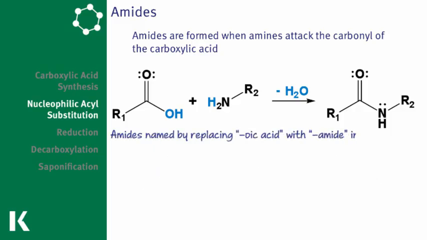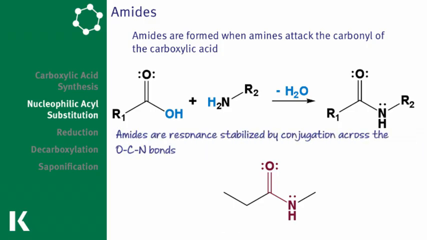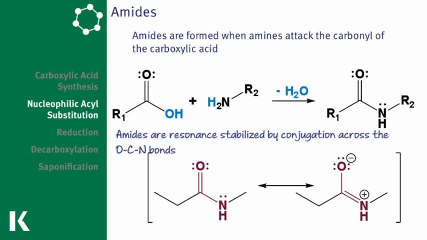In the end, the product is named by substituting the oic acid suffix for amide and adding a capital N to denote everything to the right of the nitrogen atom. Thus, for the 4-carbon amide shown here, the parent chain is dubbed propanamide with an N-methyl prefix. As far as acyl compounds go, in fact, amides are actually quite stable. That is due to conjugation between the carbonyl double bond and nitrogen's lone pair, which allows for resonance when electrons are pushed around.